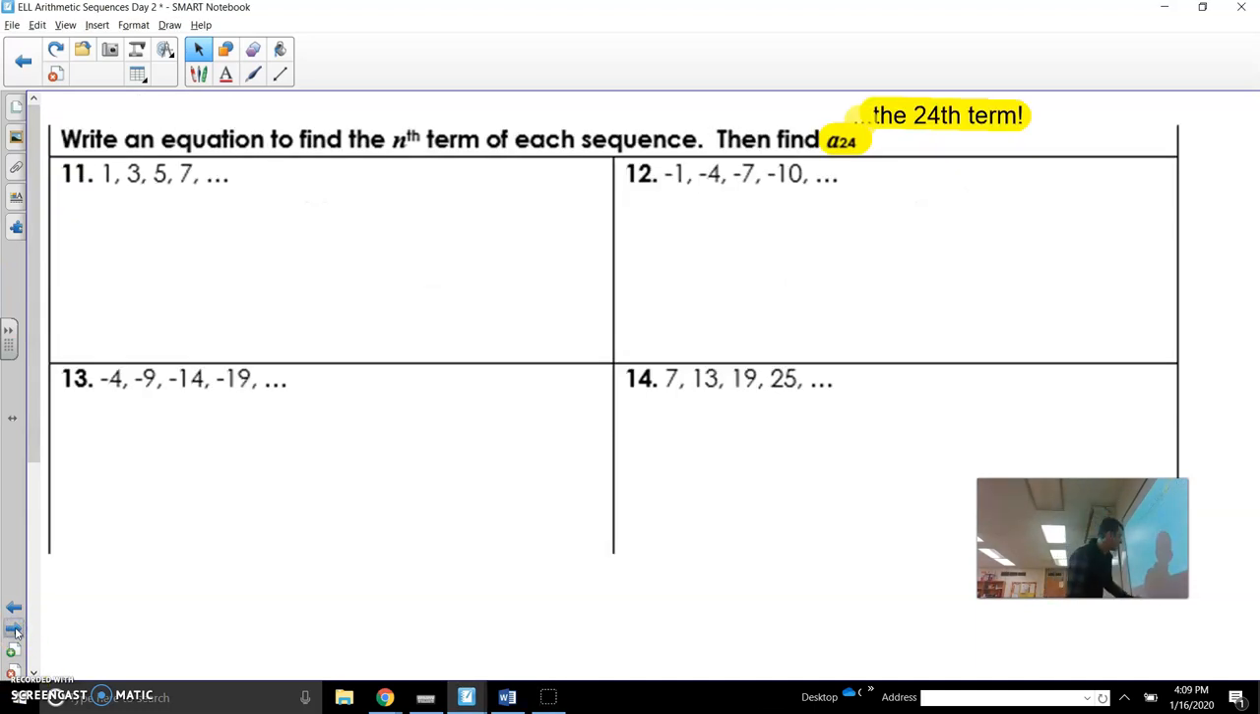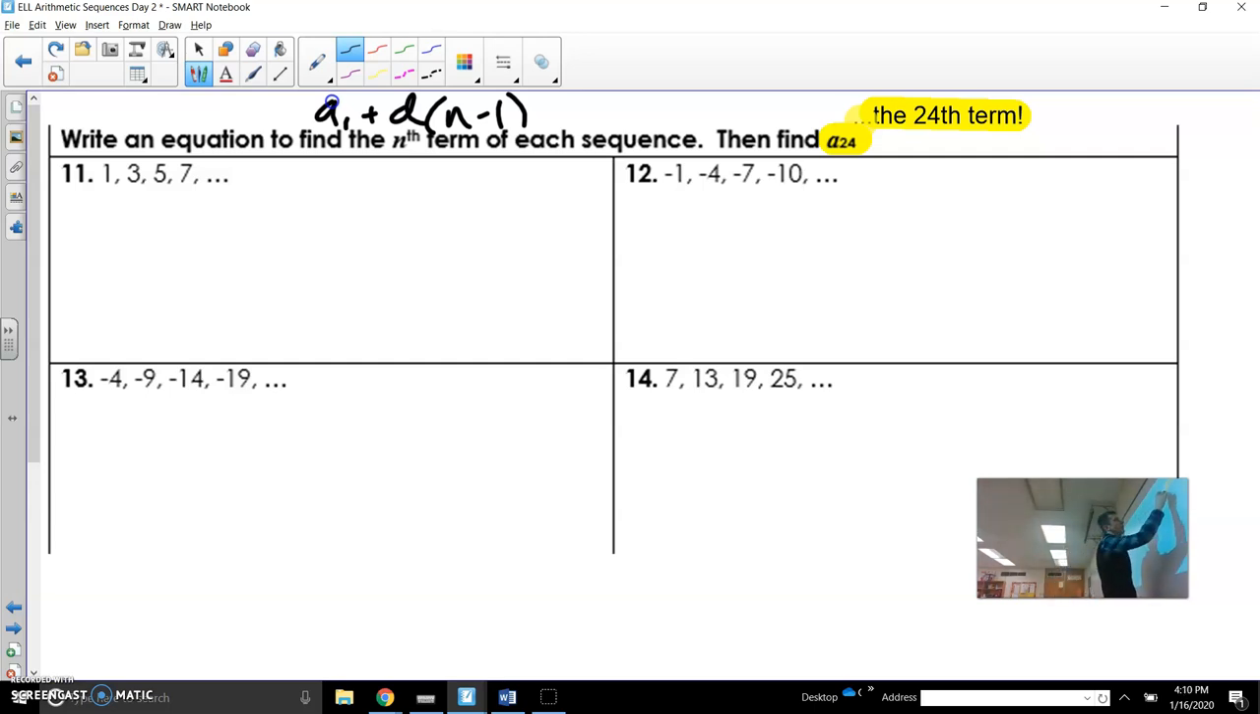All right, so we're going to be using that equation that we've been working on in class, a sub 1 plus the common difference distributed into n minus 1. And then it says find a sub 24, and that really means what is the 24th term in the sequence. So let's go for it. A sub 1 is the first number in the sequence, which happens to be 1. And the common difference, if you subtract the second number and the first number, 3 minus 1, it looks like I'm adding 2 to get the next number in the sequence.